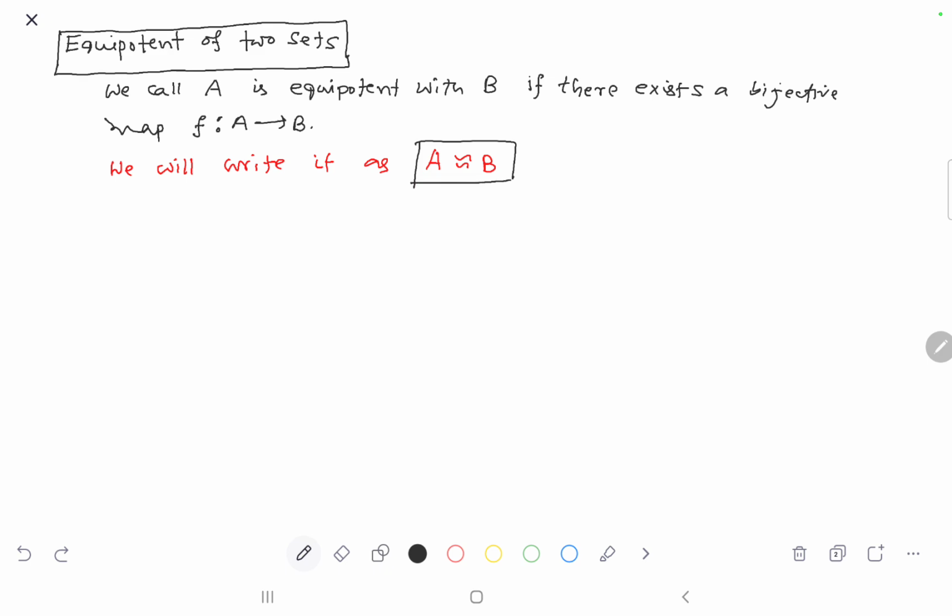Let me tell you some theorems, then we give some examples. Whenever you want to prove that a set is equipotent with another set, you have to find a bijective map from the first set to the second set. Let me tell you some theorems.